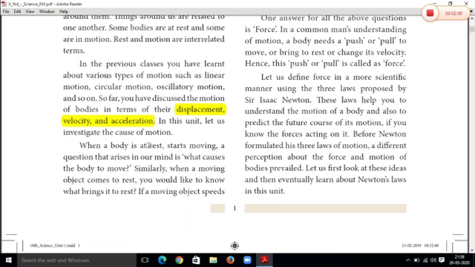Things around us are related to one another. Some of them are at rest and some are in motion. The terms rest and motion are interrelated. A body at rest may start moving. Similarly, a moving body also comes to rest. Sometimes a moving object speeds up, slows down or changes its direction.